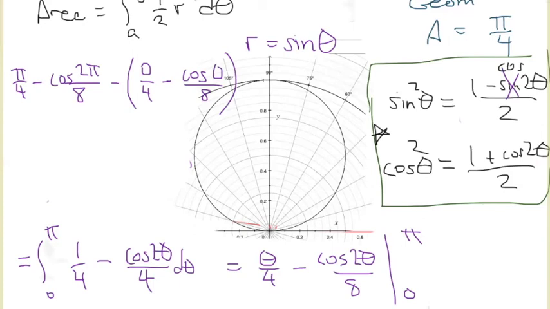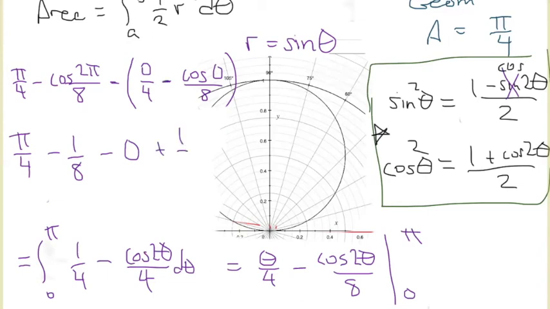So when we evaluate this thing, what we end up with is pi over 4. Cosine of 2 pi is 1, so we got minus 1/8 minus 0, and we're subtracting a negative, so this will be plus 1/8. And these guys cancel, and we do indeed end up with pi over 4.